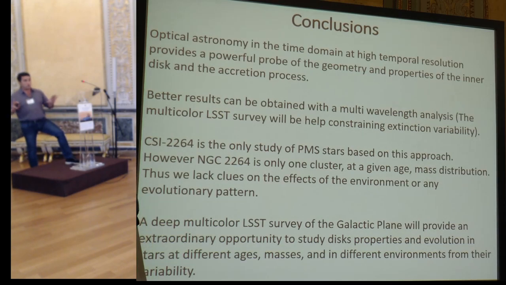So these are the conclusions. In the time domain, we can do amazing things in studying stars with protoplanetary disks. This is something that we have done with this project, but this is just one cluster with one age and one given environment. So this project, even if it was an amazing project, does not provide any clue of what variability can tell us about the evolution of stars with disks, and how this evolution can change in different environments. So we need observations across most of the galactic plane in order to understand this.